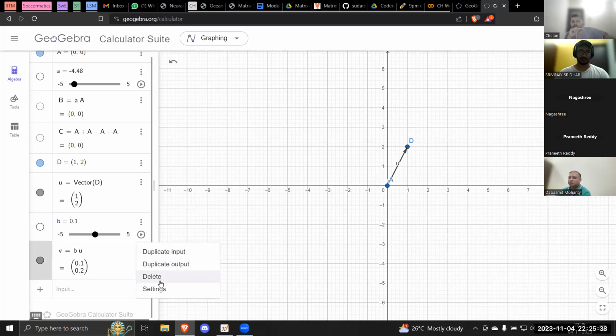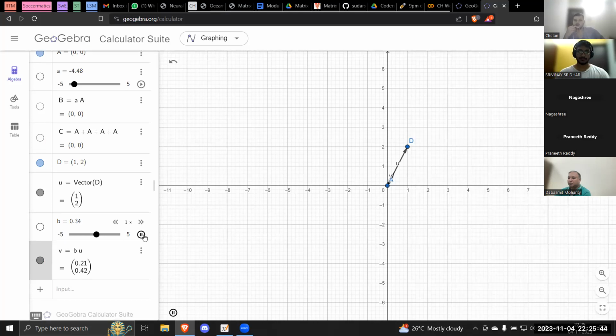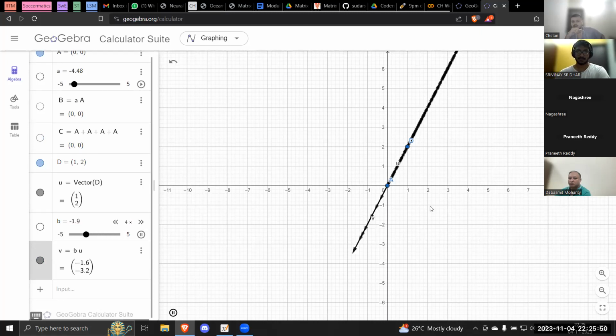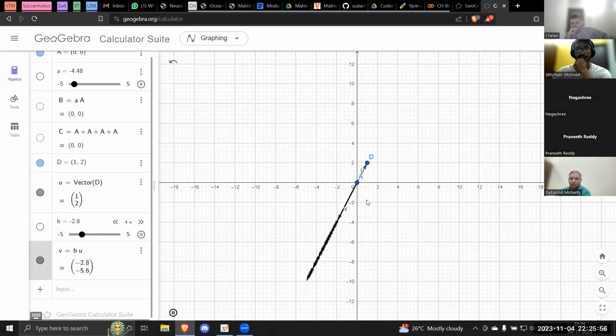So now we are showing you what happens when you multiply by some scalar quantity. What is the object that you get? Can you all look at it? What is happening when we multiply some scalar quantity with our vector (1, 2)? What are we getting here? Anyone?